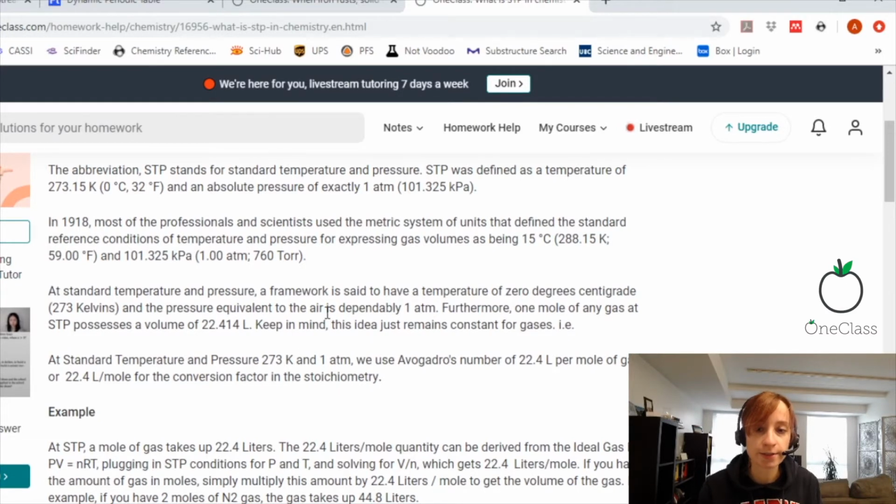The standard temperature is 273.15 Kelvin, or 0 degrees Celsius, 32 degrees Fahrenheit, and the absolute pressure is exactly 1 atmosphere, or 101.325 kilopascals. These were all predetermined, and they will be useful when doing any calculations in regards to the ideal gas law.